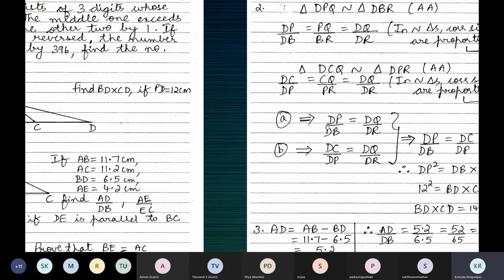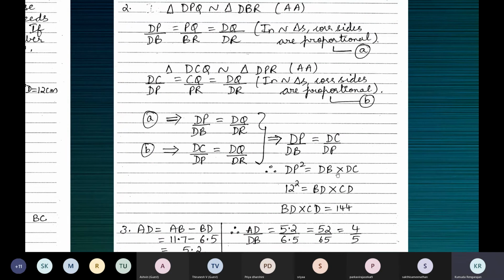Now when you compare this and this, dQ by dR is equal to this, and dQ by dR is also equal to this. That means these two are equal. So we get a new proportion now: DP by DB is equal to DC by DP. On cross multiplying, you get DP square is equal to DB into DC.